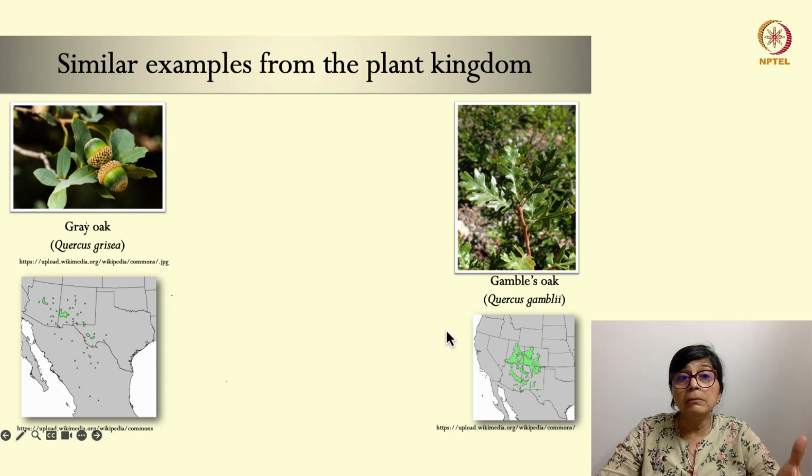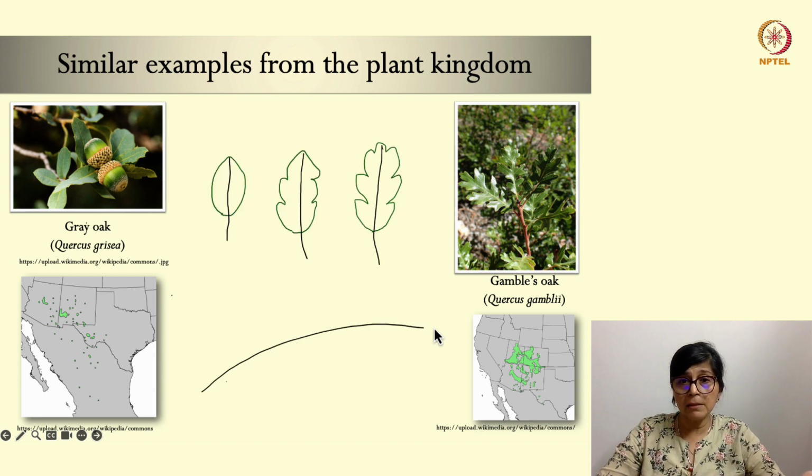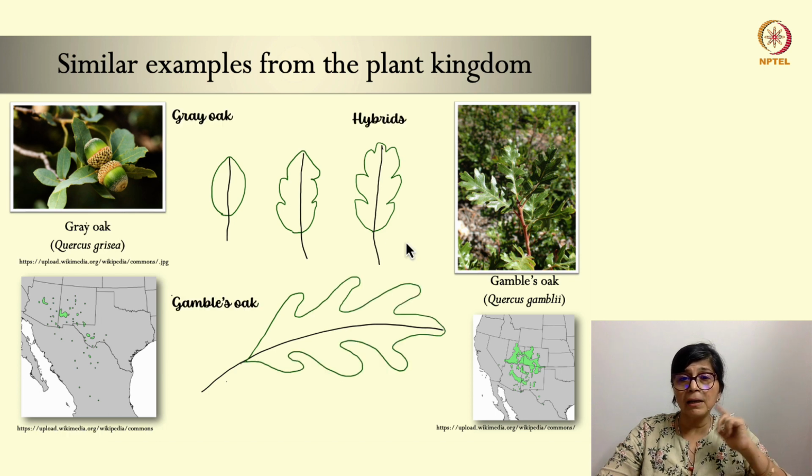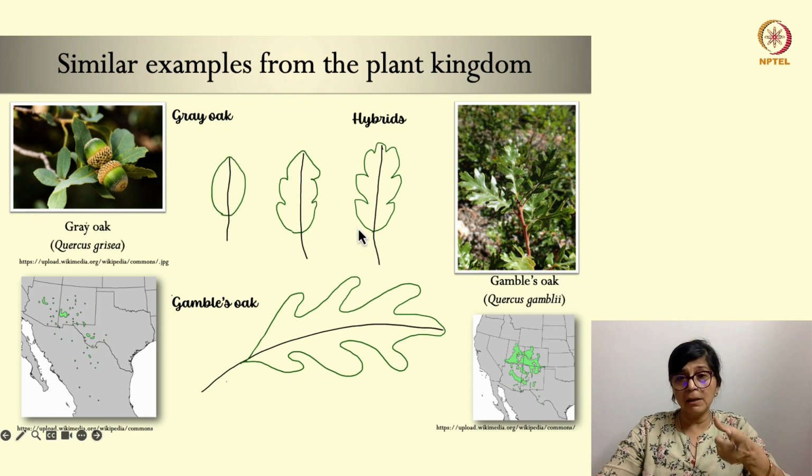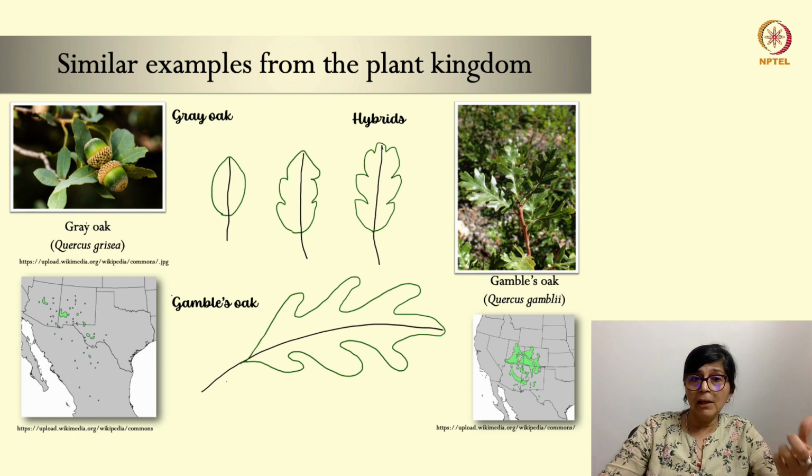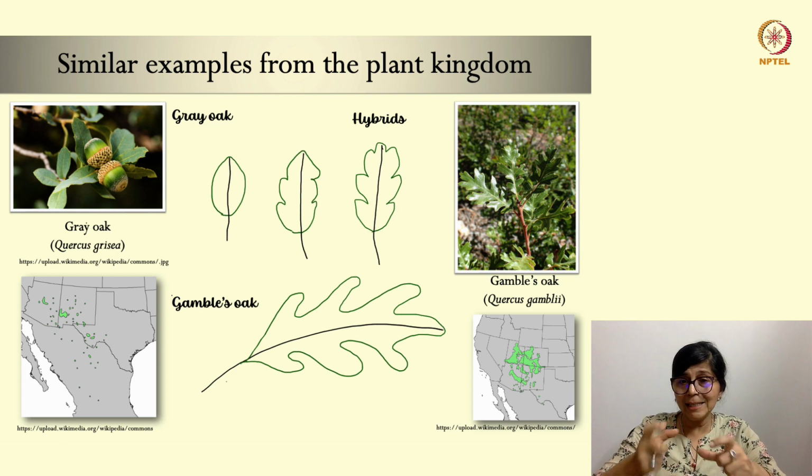Okay, but if it is a different species, do they hybridize or not? Well, yes, scientists have found that they also hybridize, and the hybrids are actually in the middle. The leaves are in the middle of the grey oak and the Gambel's oak. So it's less serrated than Gambel's oak, but more serrated than grey oak. So they are forming fertile hybrids. So again, the confusion persists. So what are species? What are we defining actually as species? Right?